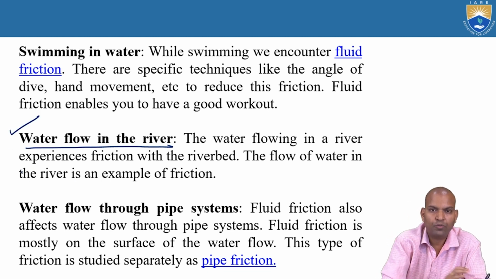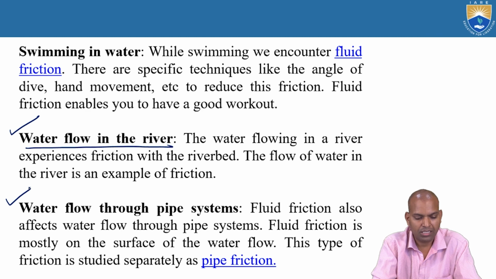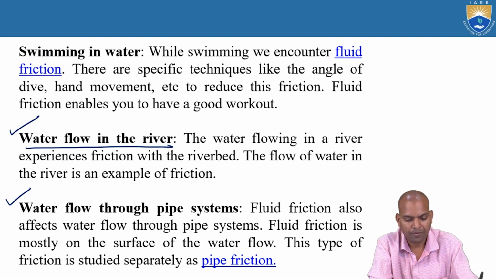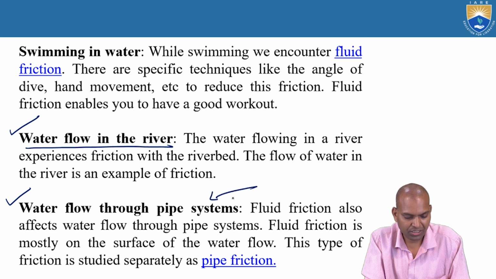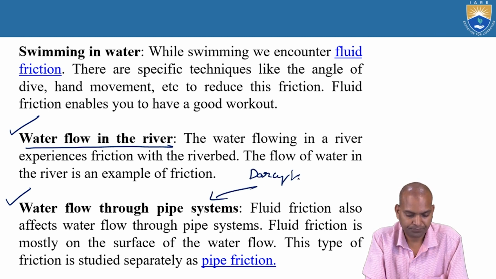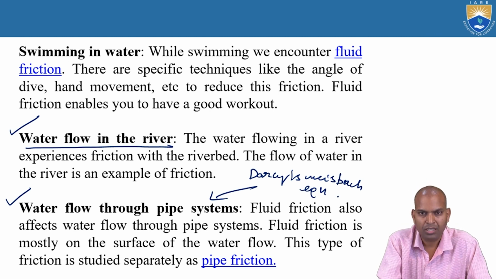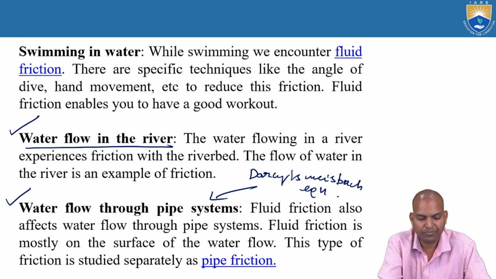Next, water flow through pipe systems. When water is flowing through a pipe system, there are friction factors. This pipe friction can be calculated using the Darcy-Weisbach equation, or another equation called the Hazen-Poiseuille equation. This is called friction through pipe flow. When flow goes through a pipe system, what is the friction?